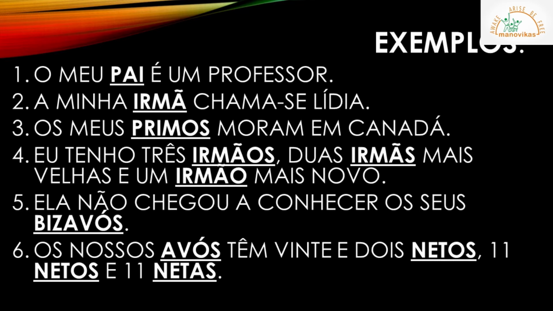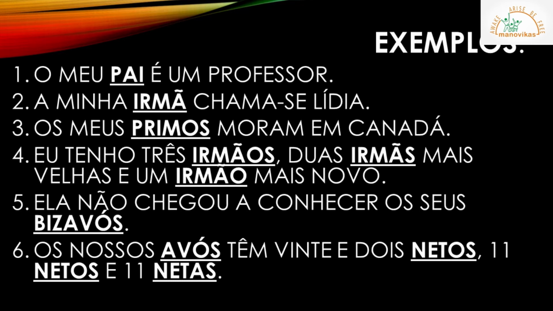Or, eu tenho 3 irmãos. 2 irmãs mais velhas e irmão mais novo. Now, what do I mean by this? I'm saying I have 3 siblings. I'm not saying 3 brothers here, I'm saying 3 siblings. And then I'm explaining 2 sisters, which are older, mais velhas are older, and irmão mais novo. So, irmão is one brother who is younger.